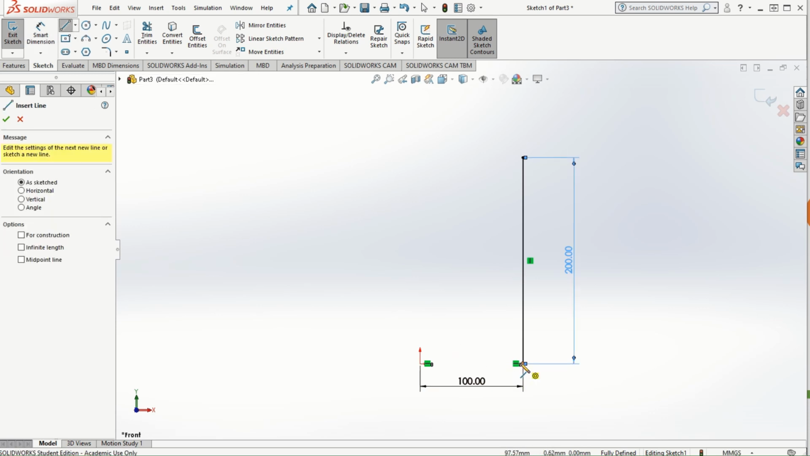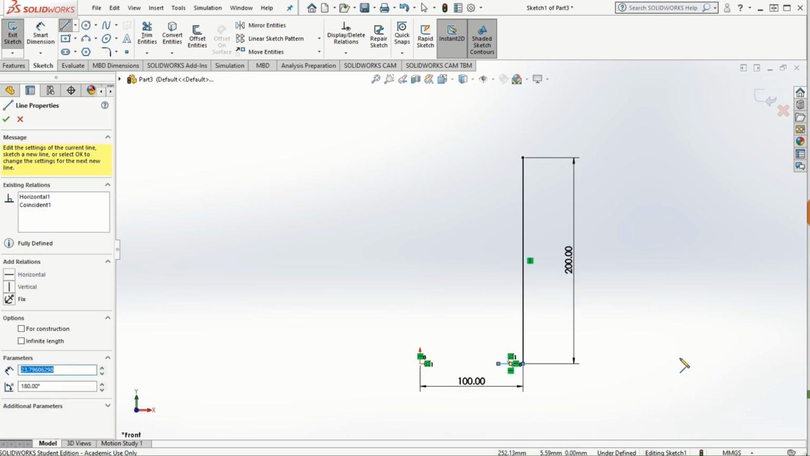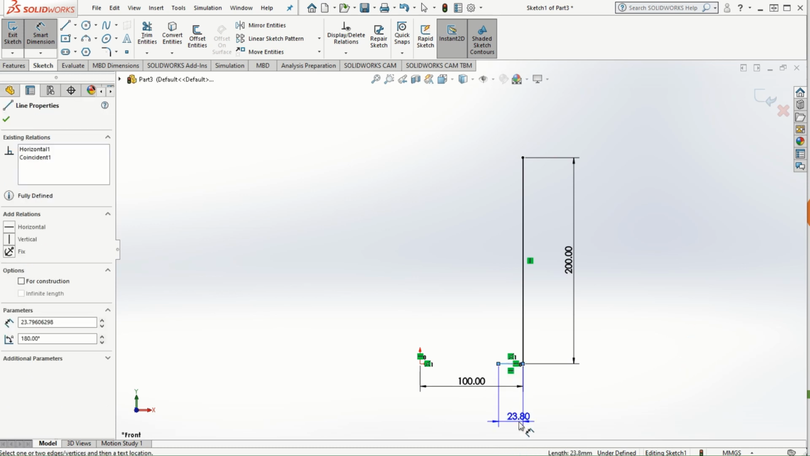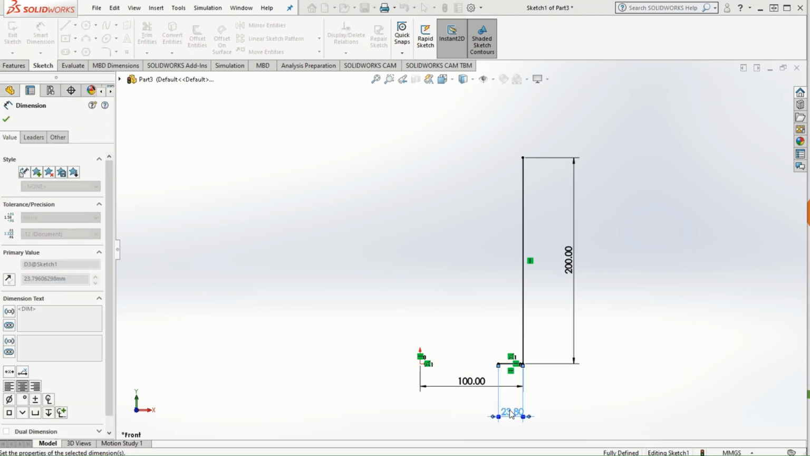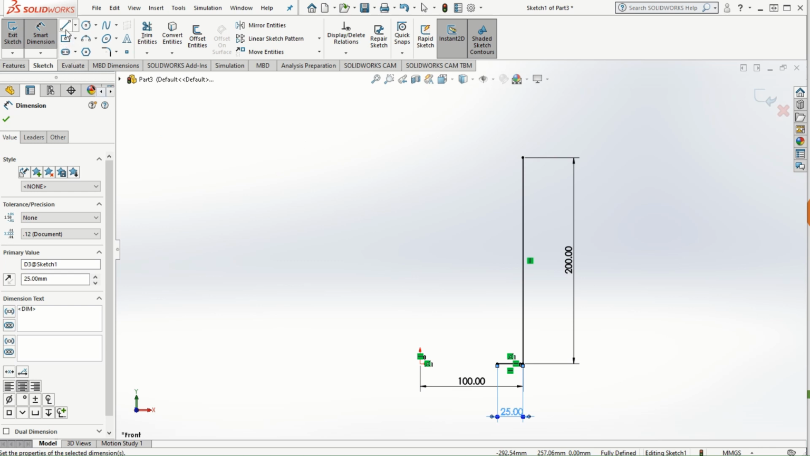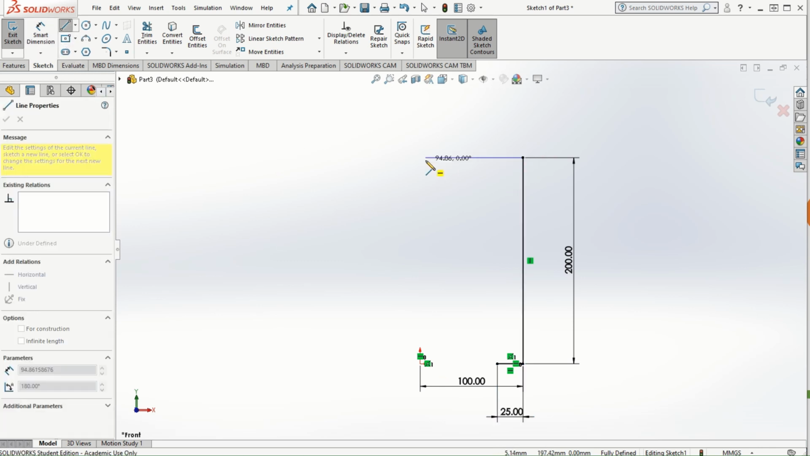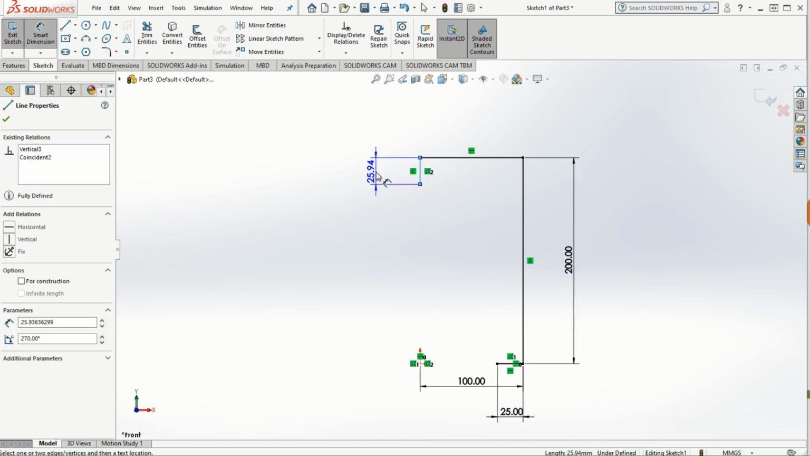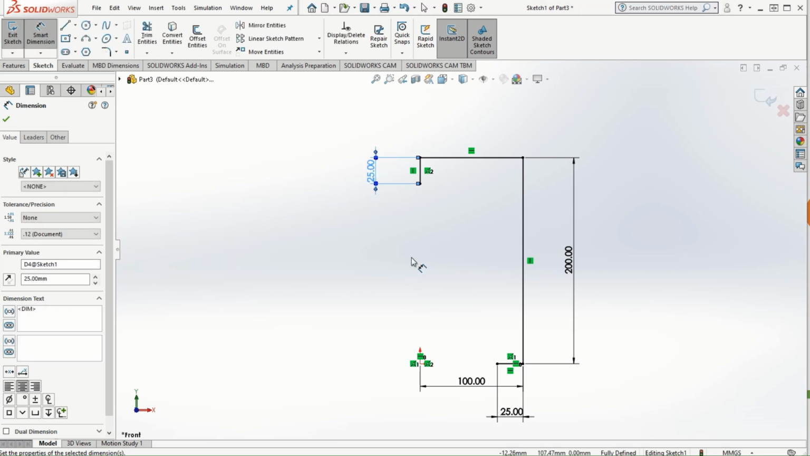Then let's create the wall thickness of 25 millimeters, and then up to here. This is also 25.